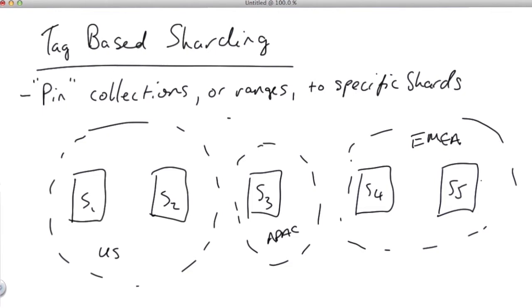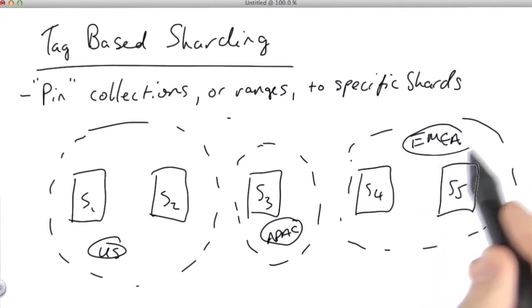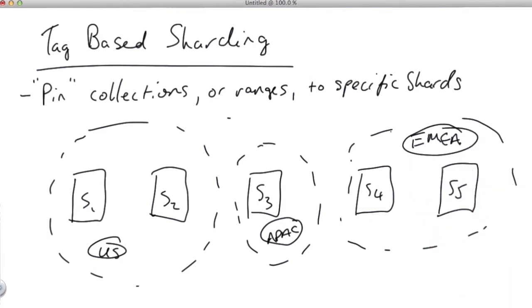And that means that we can assign the ranges that correspond to APAC to this shard, and we can assign the ranges that correspond to US to these 2 shards, and we can assign the ranges that correspond to EMEA to these 2 shards. Thereby, any of the writes or reads for those particular users are going to go to their local set of shards.